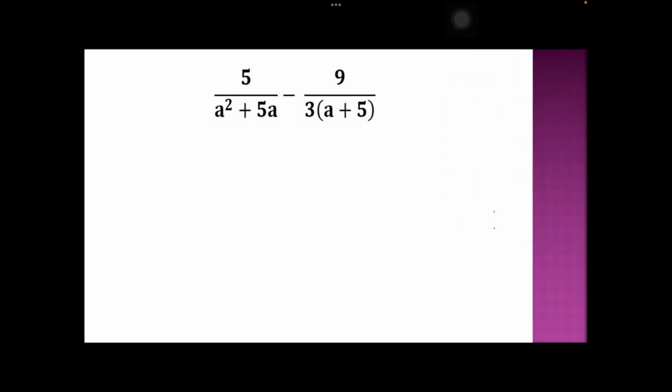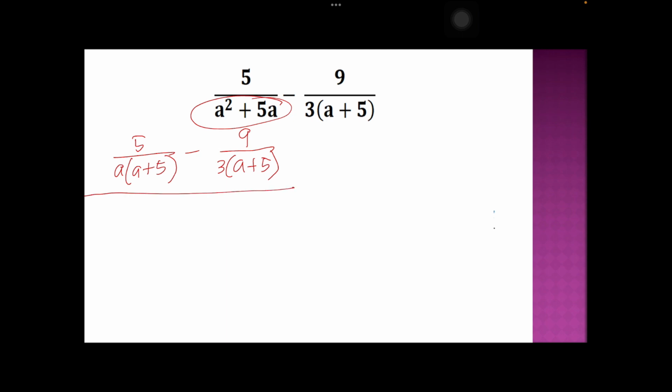Alright, so what if ganito na siya? Magkaiba again, pero kailangan natin i-add or i-subtract. So, what we're going to do is we're going to factor first yung nandito. So, what do they have in common? It's just a. So, meron tayong a plus 5 minus 9 over 3, a plus 5. So, as you can see, they have something in common, which is si a plus 5. So, yun yung gagawin nating pinaka-base natin. And then, what they have differently is 3a.